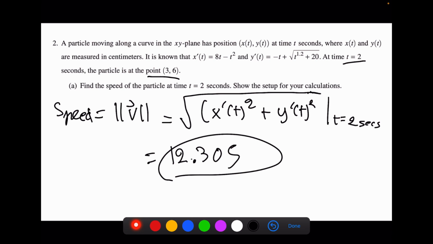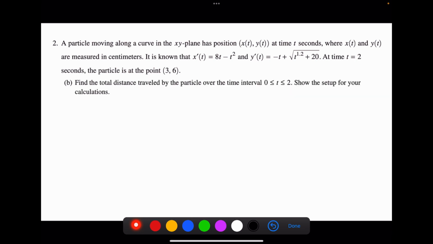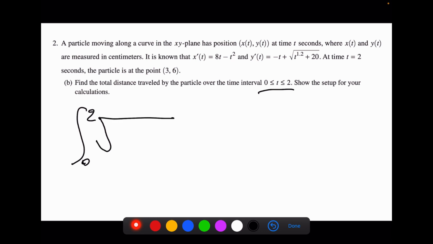All right, so now we can move on to the next question. We want to find the total distance traveled by the particle over this time interval here, and we're going to show the setup for our calculation. Distance is not a vector, it's a scalar quantity. That means we're going to have to take the magnitude of something. So the way I would do this is, first I'm going to integrate from 0 to 2, and we're going to take the magnitude of the velocity vector.